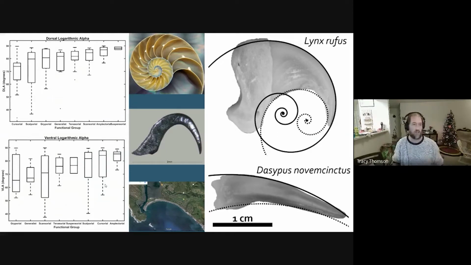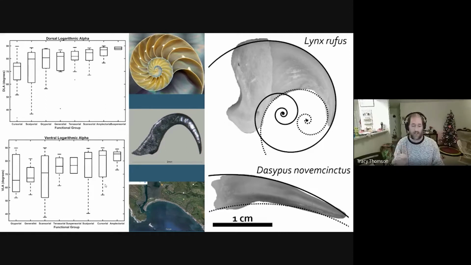If you look at the box plots on the left, you'll notice that all of the log spiral measurements that I made overlap with each other. There's no one group that stands out. There's lots of overlap in the measurements, and so it's not a useful metric. So I ended up eliminating it from the analysis. It wasn't helping in any way to distinguish function, and so I ended up not using it.